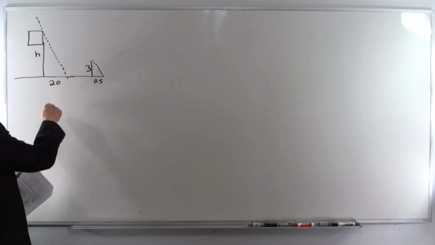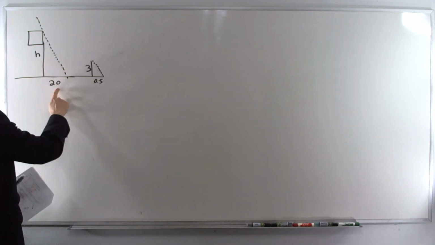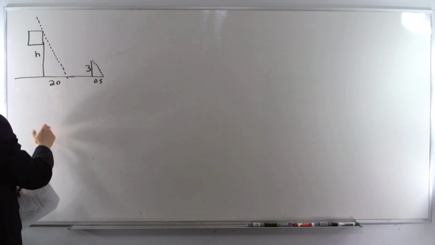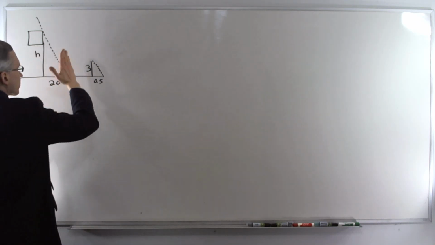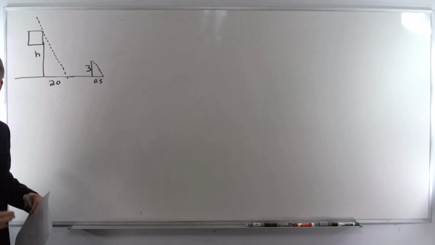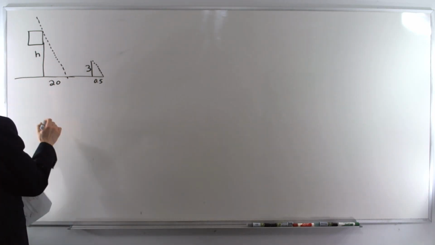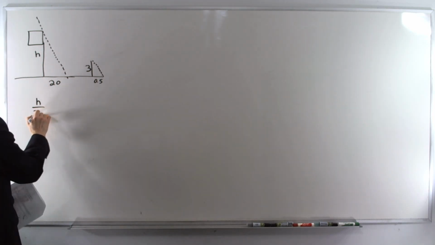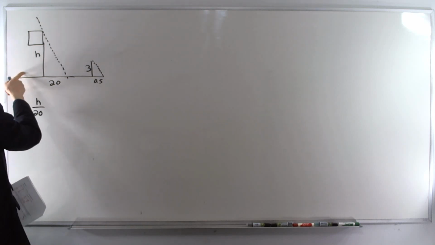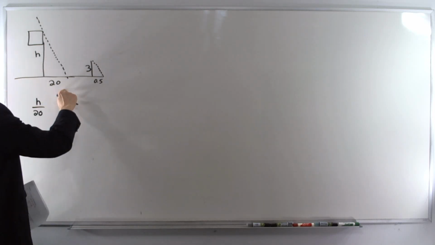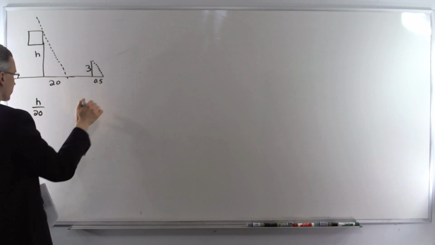And there are a lot of different ways you can do it. You can do h over 3 equals 20 over 0.5, or you can do h over 20 equals 3 over 0.5, as long as you're consistent in how you set these up. So I'm going to do h over 20. Vertical over horizontal, and then vertical over horizontal.